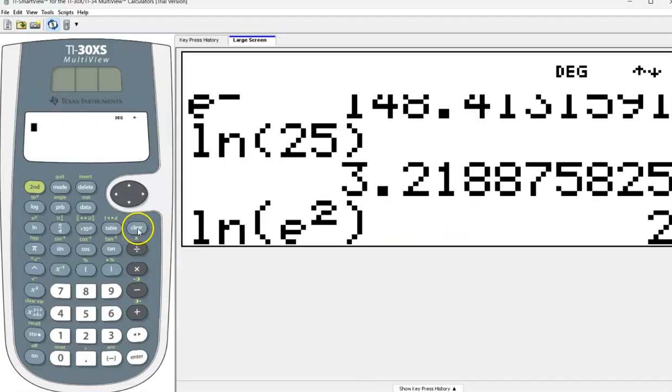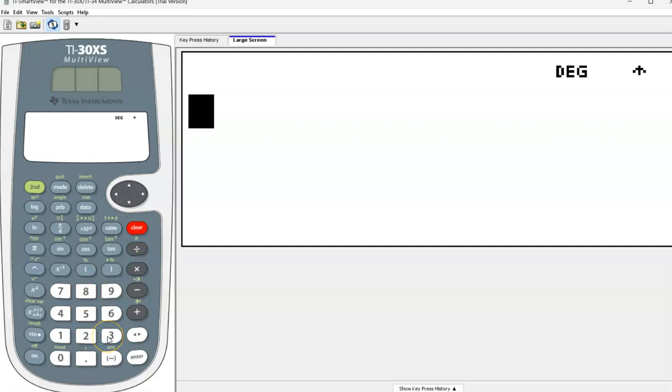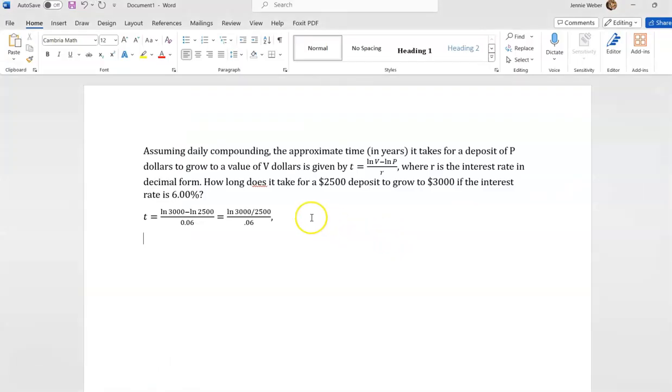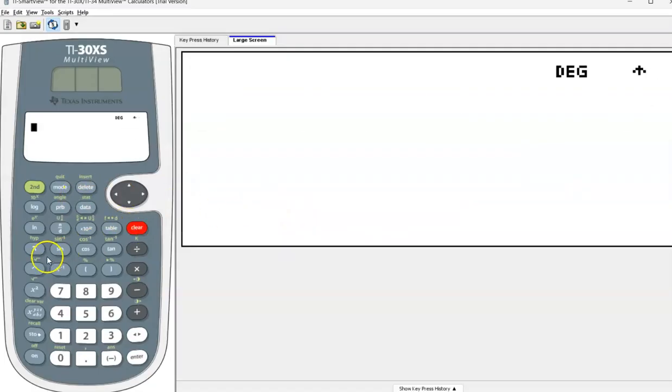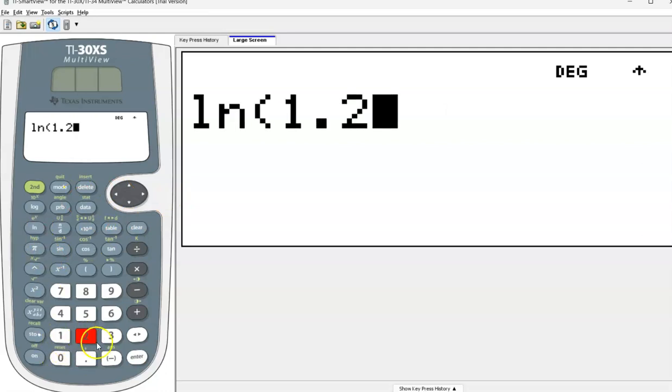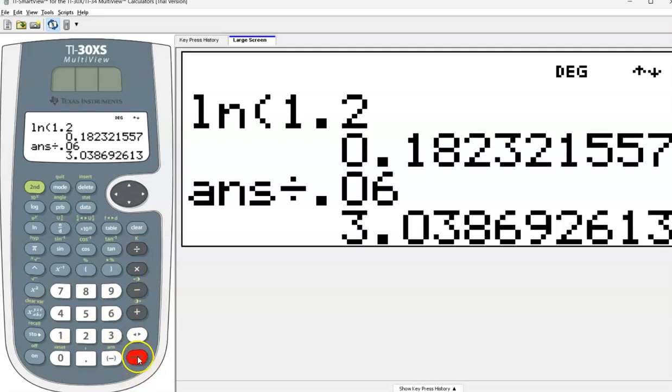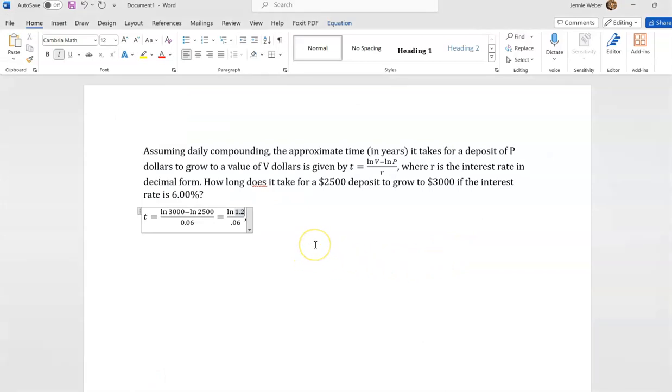So if I come here on my calculator, I can do 3,000 divided by 2,500 first if I want. Oh, I don't need all those zeros. Okay, and I get 1.2. So I know now that this is 1.2. So I can use my answer button, 1.2, and I'm going to divide by 0.06, and 3.04. So this is going to be 3.04 years.